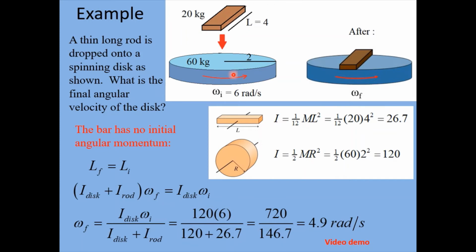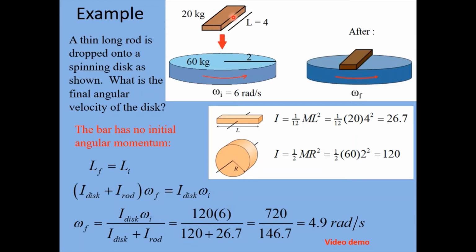The initial position over here, there's a little trick here. We're talking about angular momentum. So this bar is not rotating, all right? It's going to drop and plop down on top of this disc. But before it lands, there is no angular momentum to this bar.